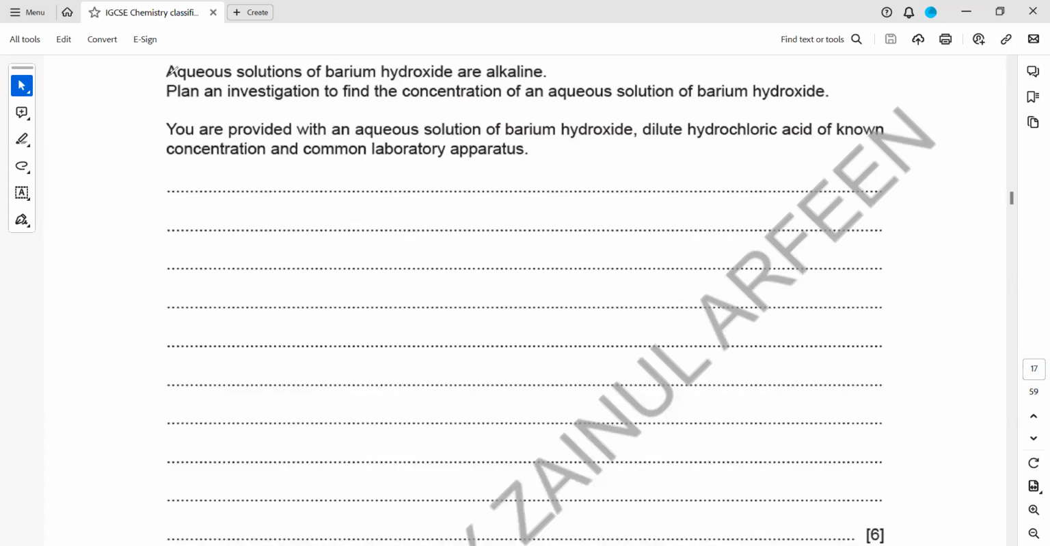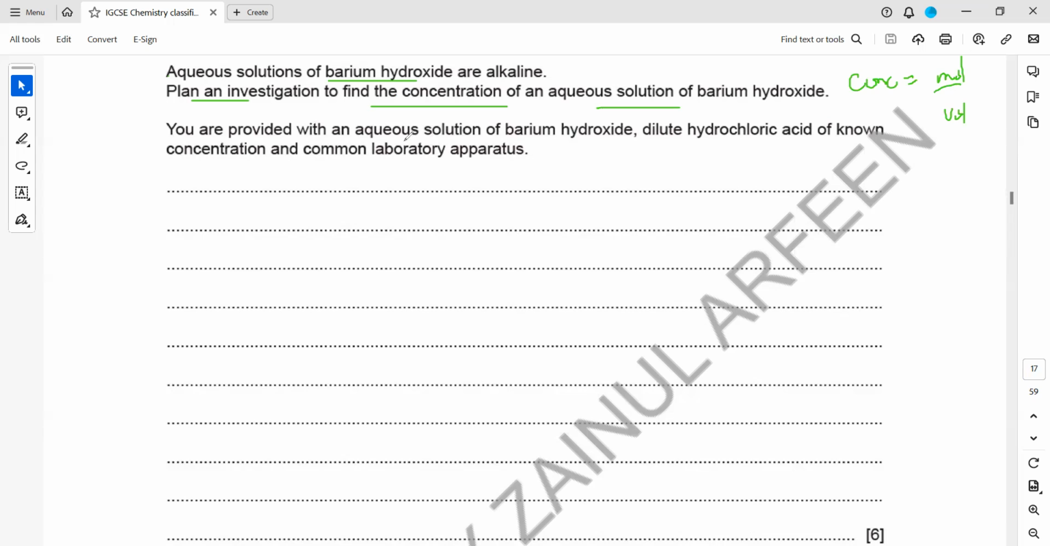An aqueous solution of barium hydroxide is an alkaline. So when barium hydroxide is dissolved in water, it will form an alkaline solution. We have to plan an investigation to find the concentration of aqueous barium hydroxide solution. Like what is the concentration of this solution? How can we work out the concentration? Concentration is moles divided by volume.